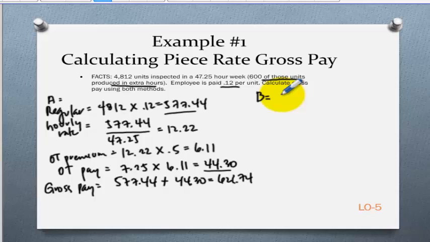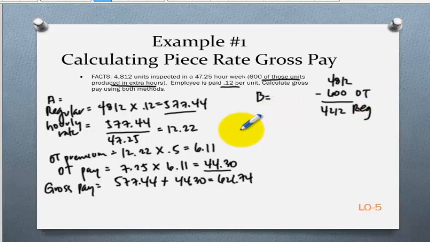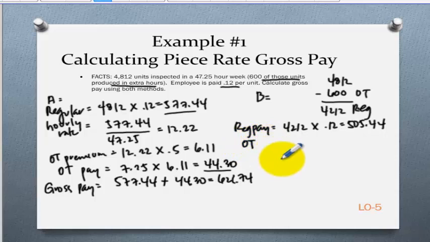So method B, we're more worried about units. So we know we inspected a total of 4812 units, and 600 of those units were in overtime. So how much were made in regular time? Well, I can take my total 4812 minus my 600 that were made in overtime. So I must have made 4,212 in regular time. So what I'll do here is figure out, okay, what's our regular pay? So I'll take what I made in regular time, 4212, times just 12 cents a unit, and that gives me 505.44.